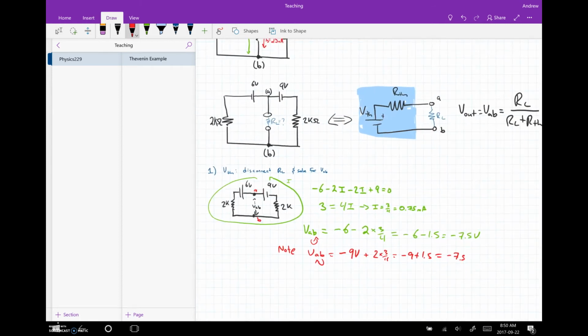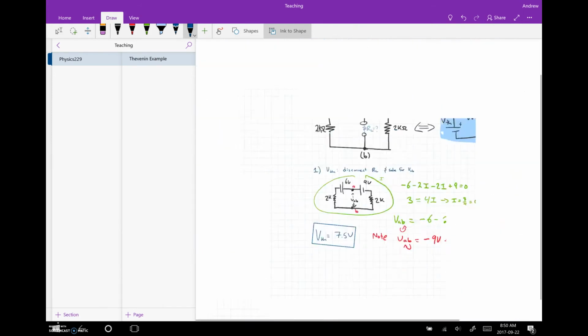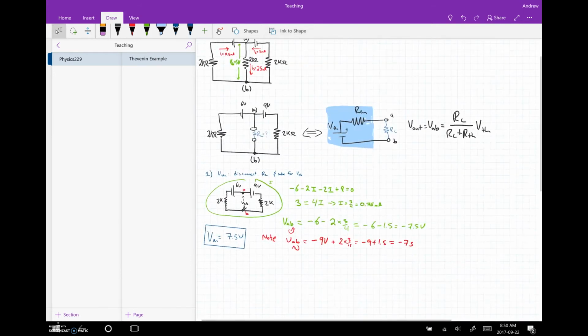The voltage drop from A to B is equal to -7.5 volts. So that's exactly what a 7.5 volt battery does. And that indeed is our Thevenin voltage. So we got V Thevenin equals 7.5 volts. And that is our first piece of our puzzle. We'll keep it. So we have the first part of our Thevenin circuit here.